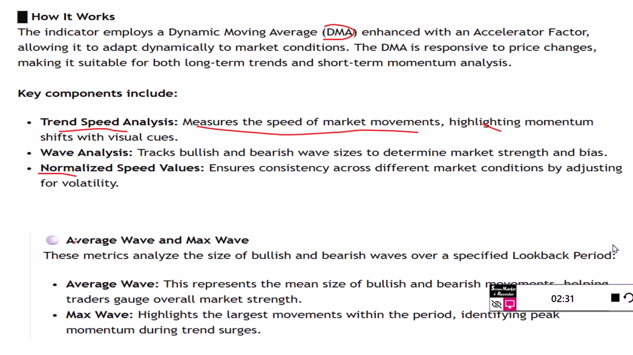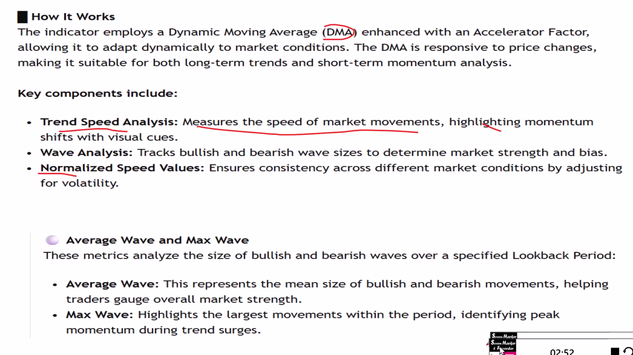So average wave, what is this? The first wave is the average wave. This represents the mean size of the bullish momentum, helping traders gauge overall market sentiment. It works in any time frame. So we have an average wave and the max wave. So you can make a comparison with both the indicators, with the average wave and the max wave.